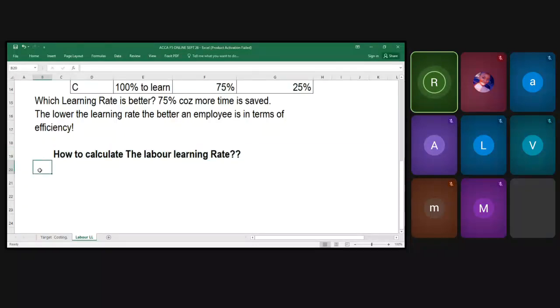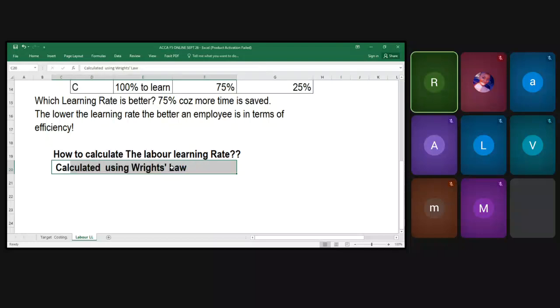The answer is calculated using, all right, something is wrong here. I'm typing, but it's not popping up. Calculated using Wright's law. So this guy proposed a theory, Wright's law, so that's the theory that we are going to be looking at in detail here.